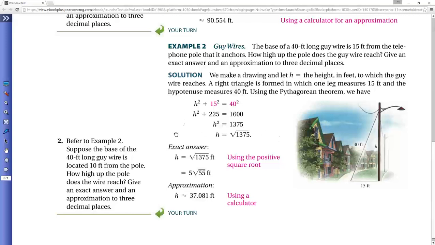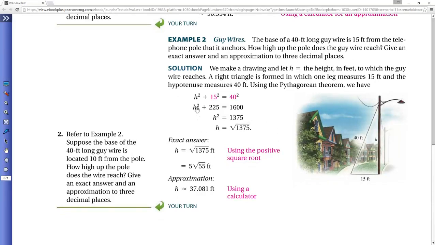So we fill that into Pythagorean's theorem, and we'd end up with H squared plus 15 squared equals 40 squared. Leg squared plus leg squared equals hypotenuse squared. We end up with these numbers. Solve for H squared. We get H squared equals 1375. So H is equal to the square root of 1375.